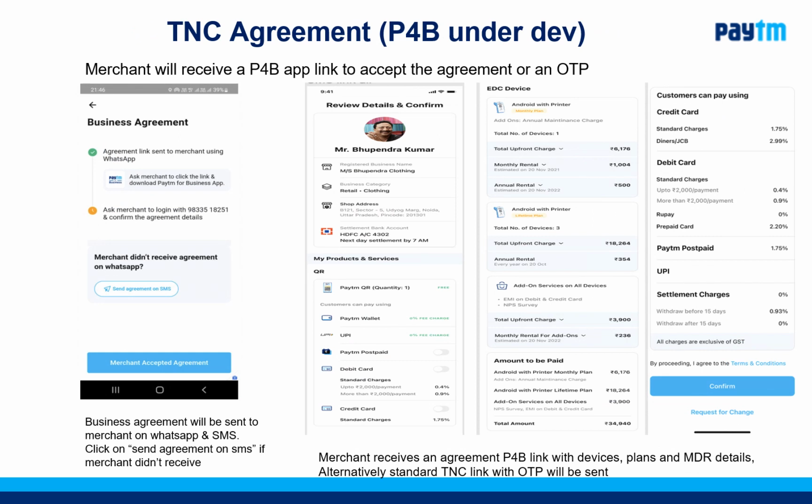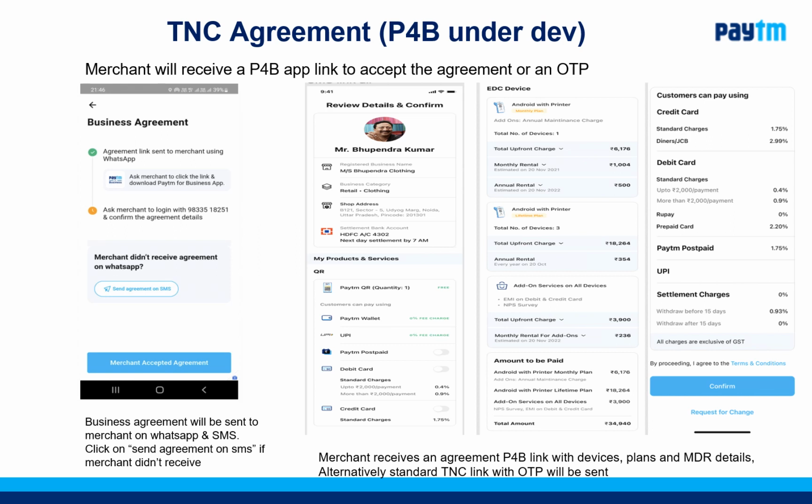After proceeding further, the merchant will receive a P4B app link to accept an agreement or an OTP. So the business agreement will be sent to the merchant either on WhatsApp or SMS. The merchant has to click on send agreement on SMS. The merchant receives the agreement and confirms it, and only then will it move on to the next screen.